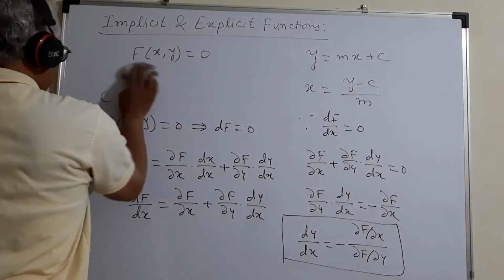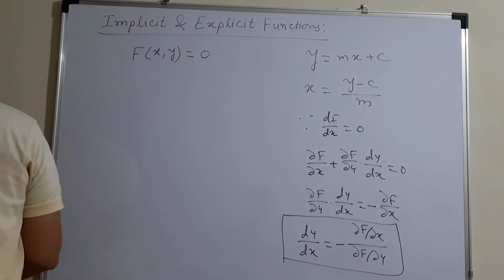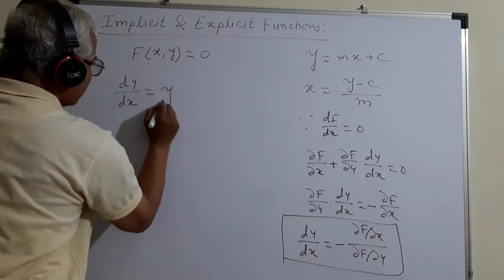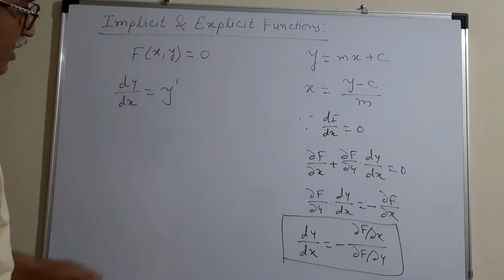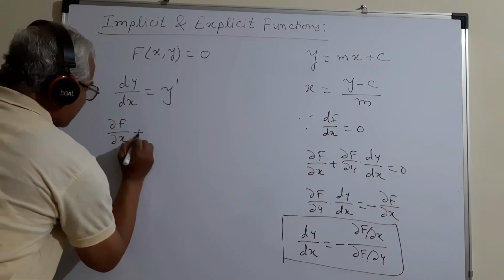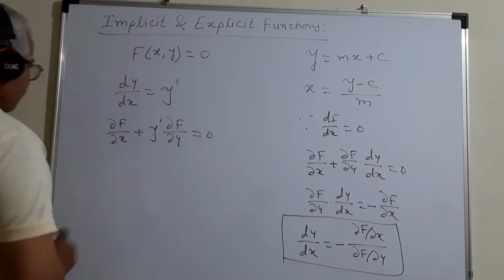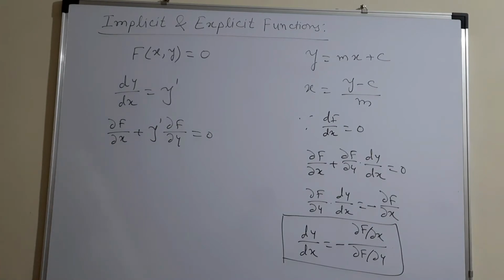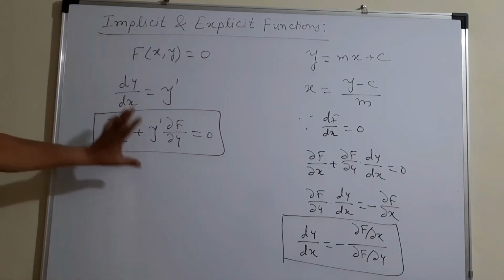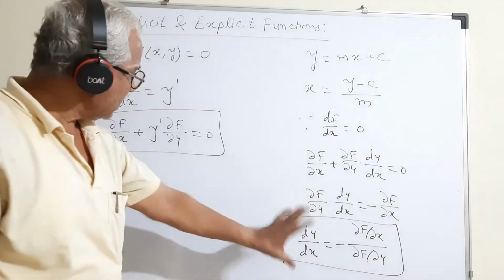Here we can replace dy by dx by y dash, or y prime, and rewrite the expression as dou f by dou x plus y prime dou f by dou y is equal to 0. So this is how we can obtain the expression for dy by dx in case of implicit functions.